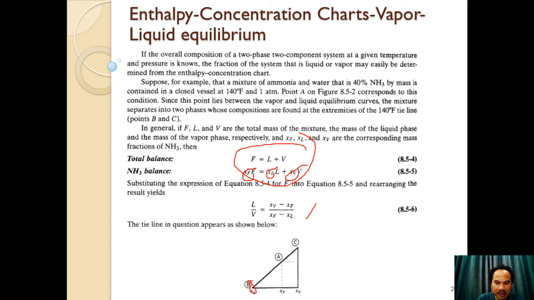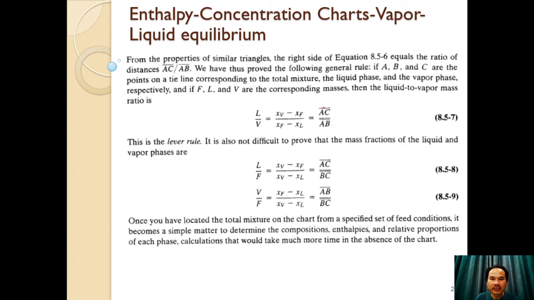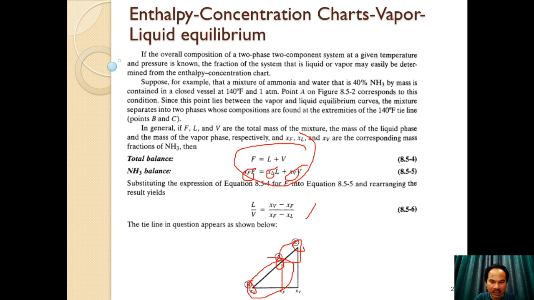This is the liquid phase, this is the vapor phase, and this is the feed composition. L divided by V equals XV minus XF over XF minus XL. This triangle is equal to this triangle. XV minus XF divided by XF minus XL equals AC divided by AB. This is from the equal triangles.